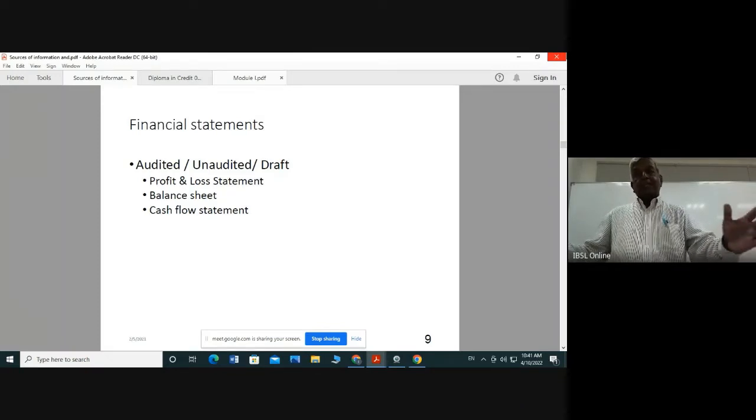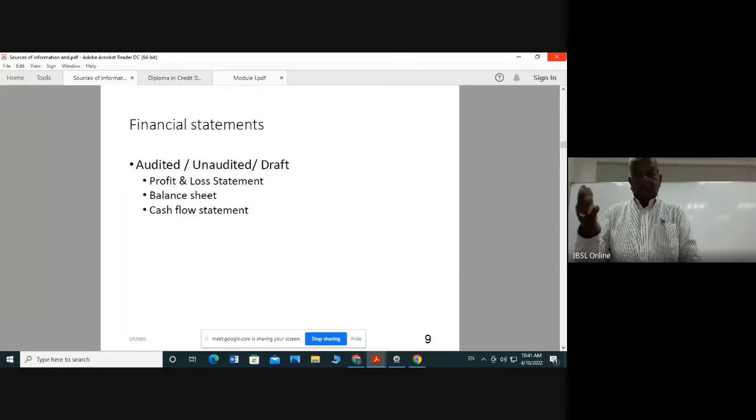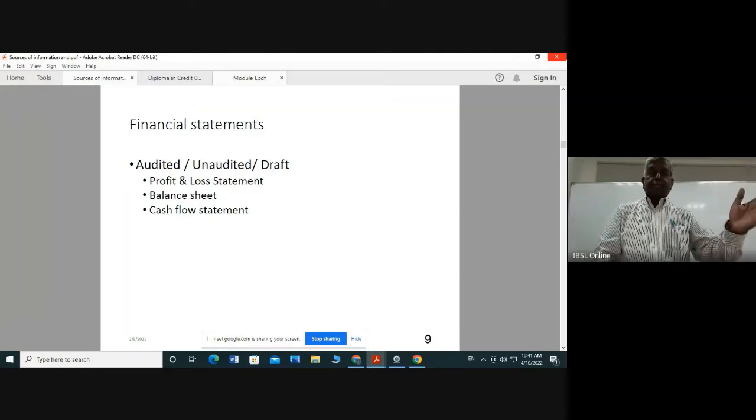So as an appraisal officer, when you do your analysis and credit evaluation, you will mention whether the financial statement is audited, unaudited, or draft. Obviously, the recent financial statement may be draft or unaudited, but the past financial statements should have been audited. So generally we ask for 3 years of financial statements.